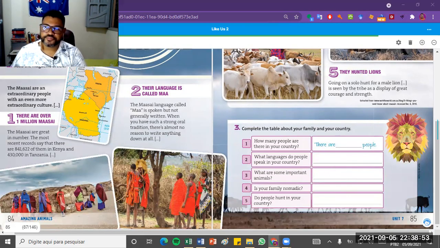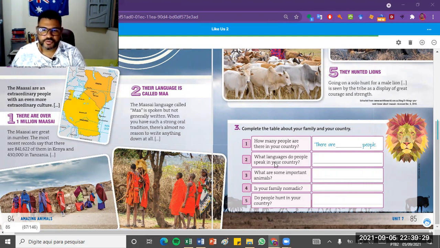Okay, on 3, you guys will need to complete the table about your family and your country, okay? So the first question is, how many people are there in your country? You will need to answer based on this sentence. For example, there are, I don't know, 2 billion or 2 million people, 200 million, 2000 million, I don't know. You need to research about it.